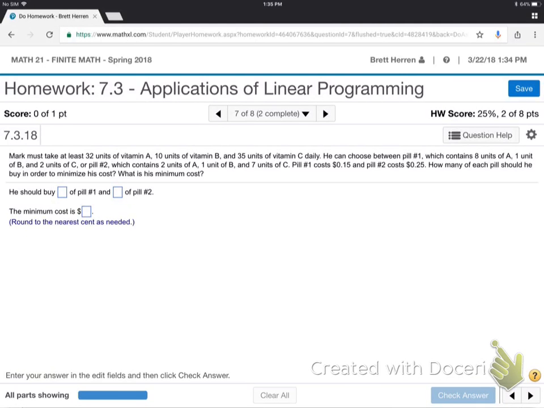All right. So Mark must take at least 32 units of vitamin A. First we look at min or max. There it is, the minimum cost. So what are we trying to minimize? Cost. Where does it say something about cost? Pill number 1 costs 15 cents. Call that X. And pill number 2 costs 25 cents.